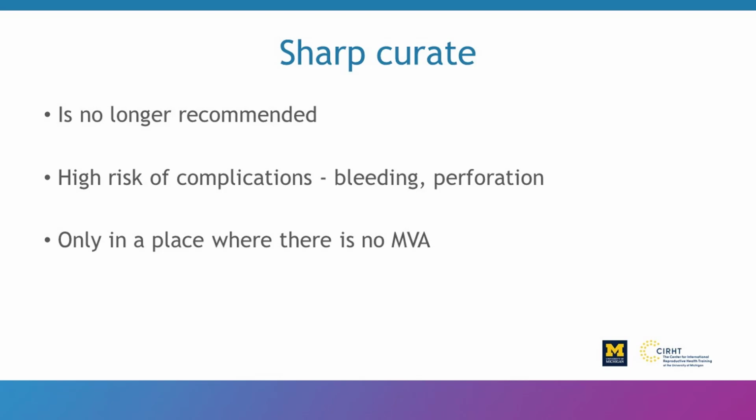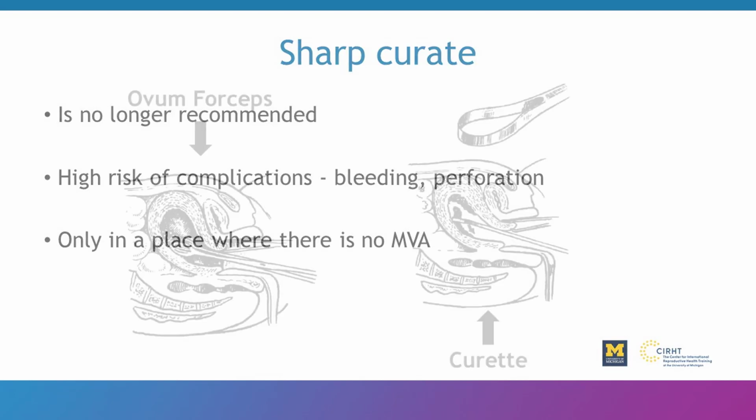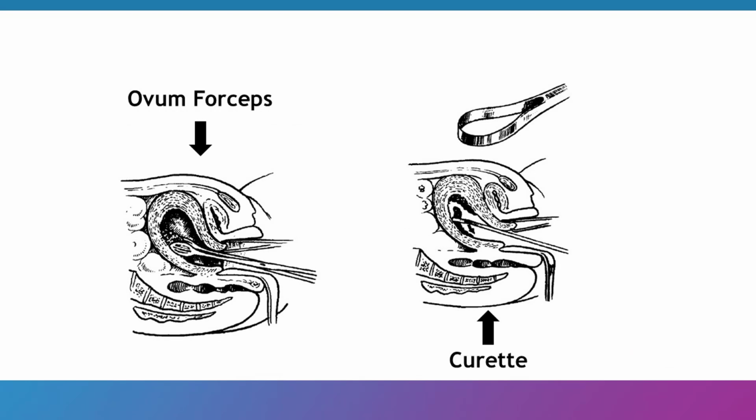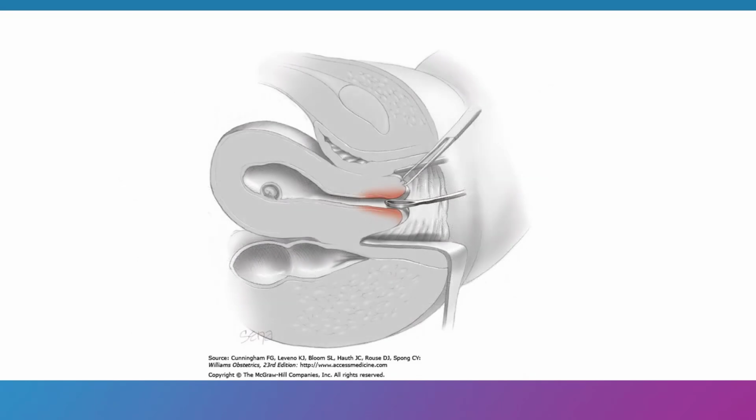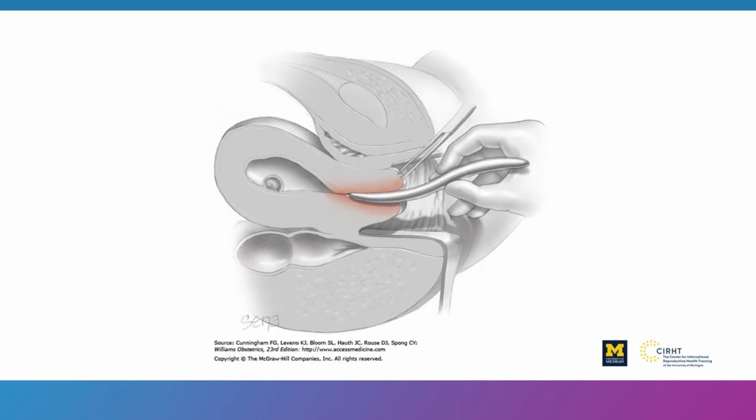So the only indication to do E&C and D&C is in a place where there is no manual vacuum aspiration. So this is a curette, and this was the one. These are obsolete procedures. I just want to show you the way we do these procedures.